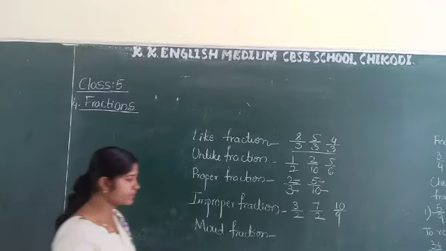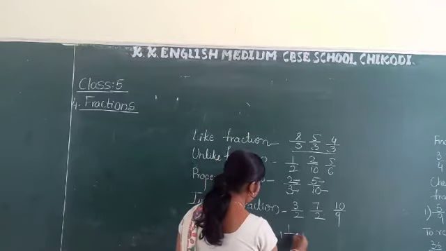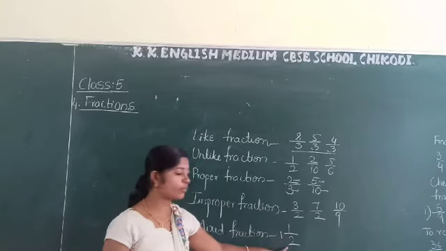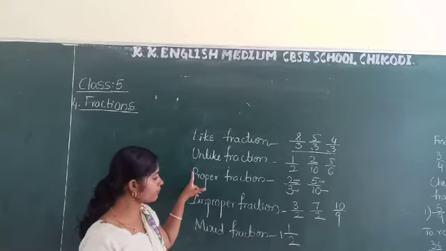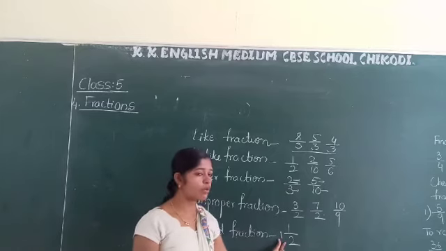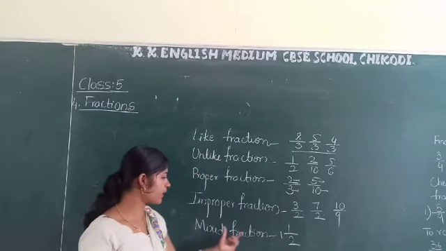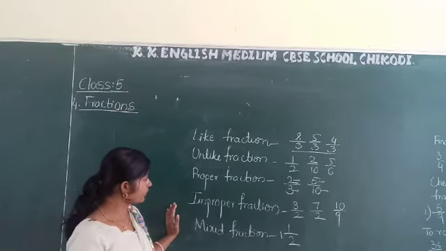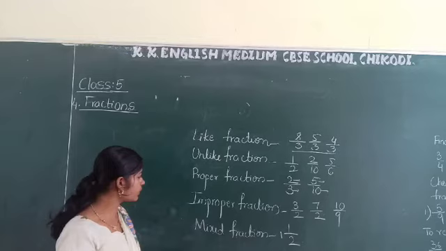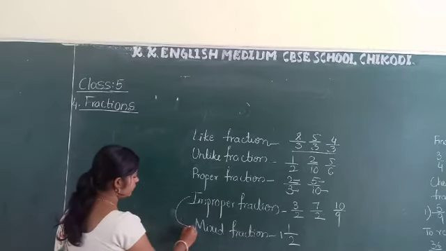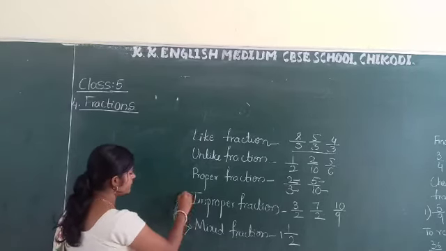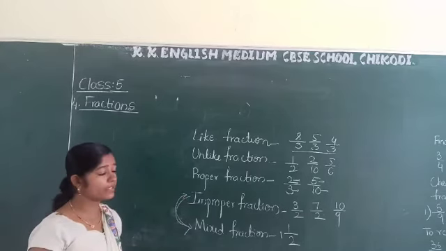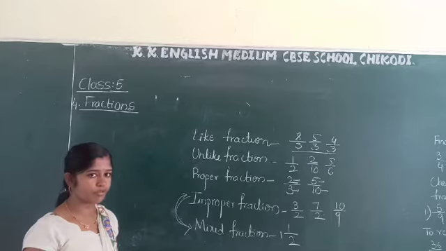Mixed fraction means one whole number and one proper fraction. Proper fraction means numerator is small and denominator is big. With that you have a whole number, so we call it a mixed fraction. Here you converted improper fraction to mixed fraction and mixed to improper fraction. All this you learned in the previous video.